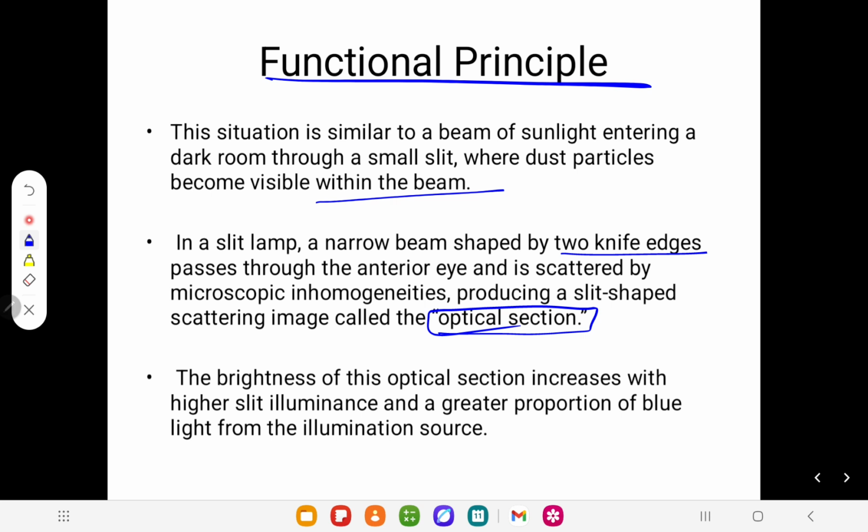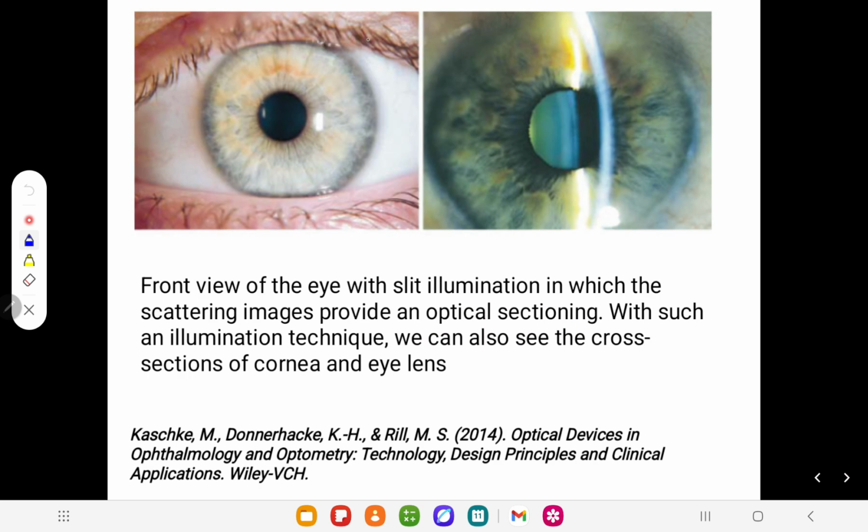The brightness of the optical section increases with higher slit illumination and a greater portion of blue light from the illumination source. So basically, see in this picture, can you see there is a cornea except this reflection, isn't it? This is the Purkinje reflection. But can you see the cornea here? Definitely you see the cornea. This is the cornea, isn't it? This is the lens, isn't it? So how do you see this? Because of the scattering, backward scattering basically.